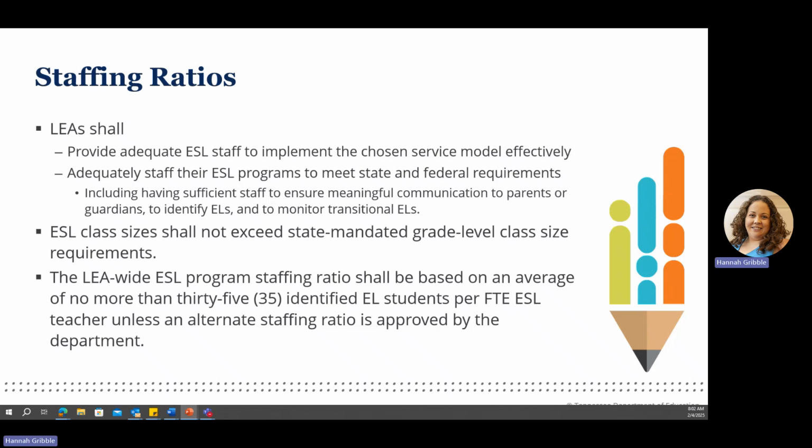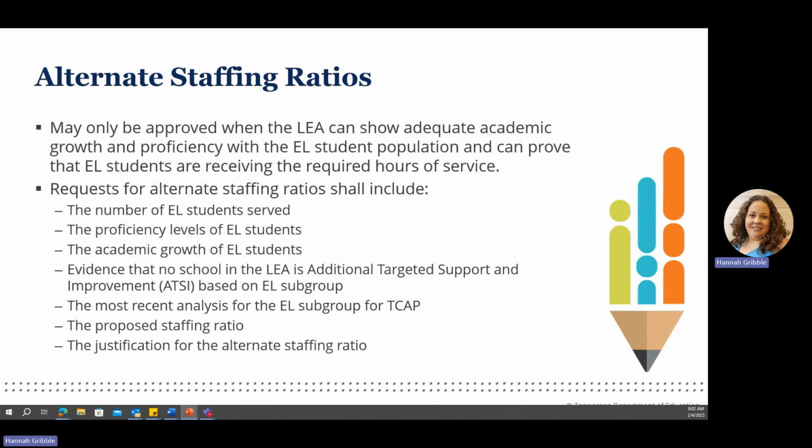The LEA-wide ESL program staffing ratio shall be based on an average of no more than 35 identified EL students per full-time equivalent ESL teacher, unless an alternate staffing ratio is approved by the department. Alternate staffing ratios may only be approved when the LEA can show adequate academic growth and proficiency with the EL student population and can prove that EL students are receiving the required hours of service.